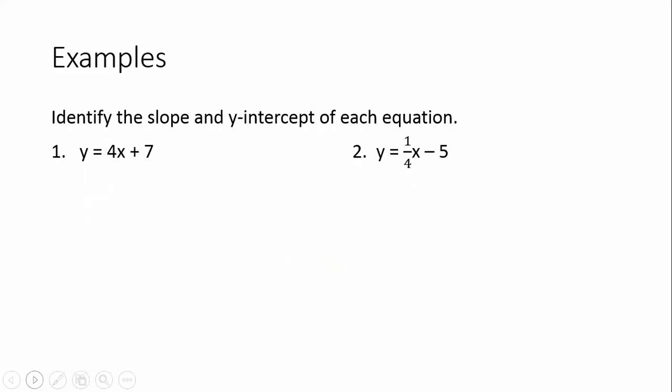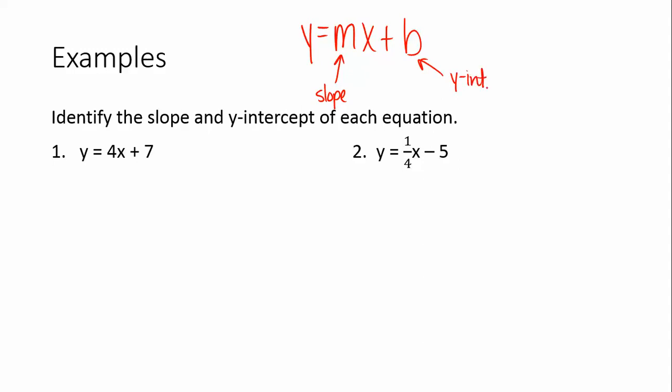So first what I want to do is look at a handful of equations that are in slope-intercept form, and I want to identify the slope and the y-intercept of each equation. So for equation 1, y equals 4x plus 7. Remember, slope-intercept form is y equals mx plus b, where m is the slope and b is the y-intercept. So in number 1, the slope, or m, is 4, and the y-intercept is 7.